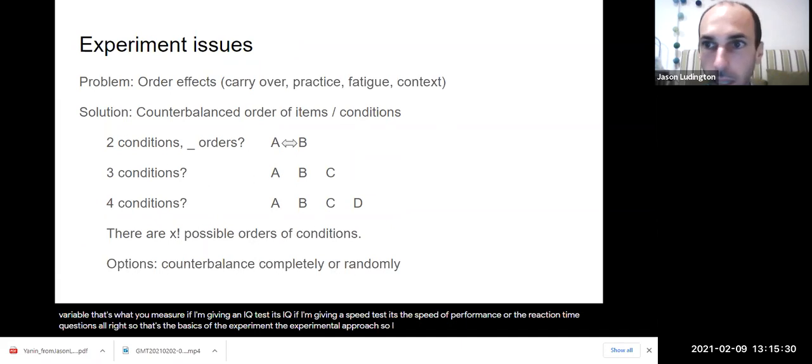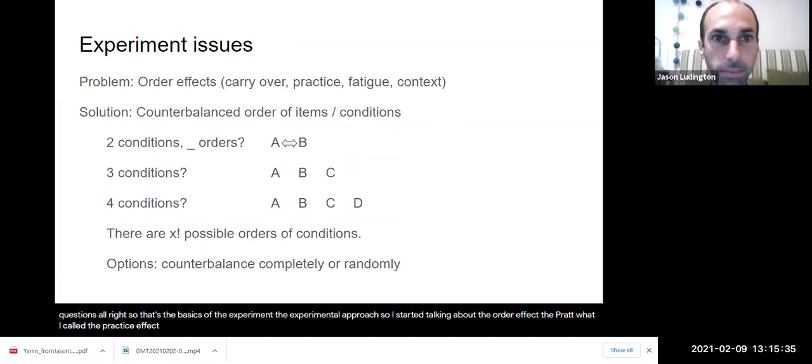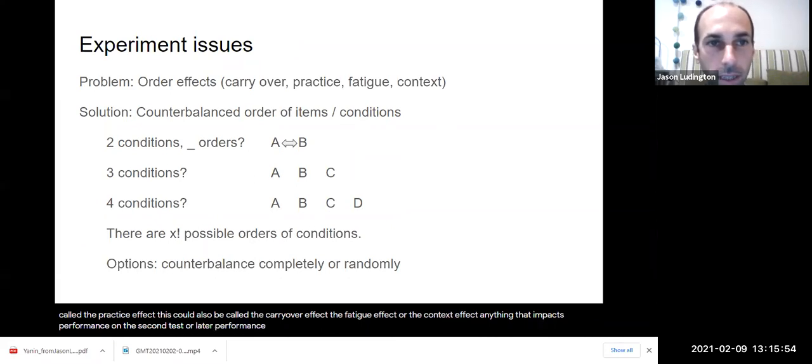All right, so I started talking about the order effect, what I called the practice effect. This could also be called the carryover effect, the fatigue effect, or the context effect. Anything that impacts performance on the second test or later performance, that's an order effect if you're affecting this subsequent performance. All right, so the problem is the order effect. How do we overcome the problem?